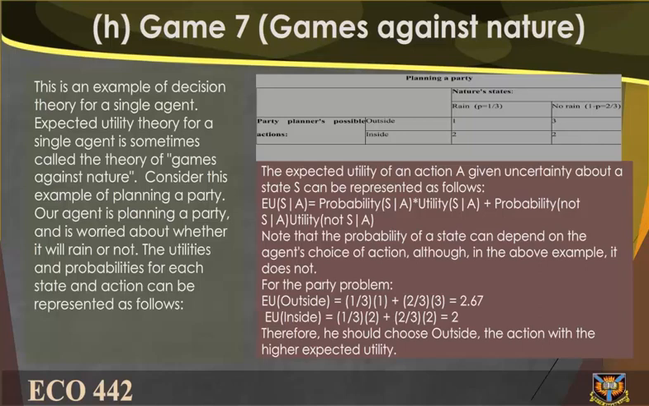it does not. For the party problem, EU(outside) = 1/3 × 1 + 2/3 × 3 = 2.67. EU(inside) = 1/3 × 2 + 2/3 × 2 = 2. Therefore, you should choose outside, the action with the higher expected utility.